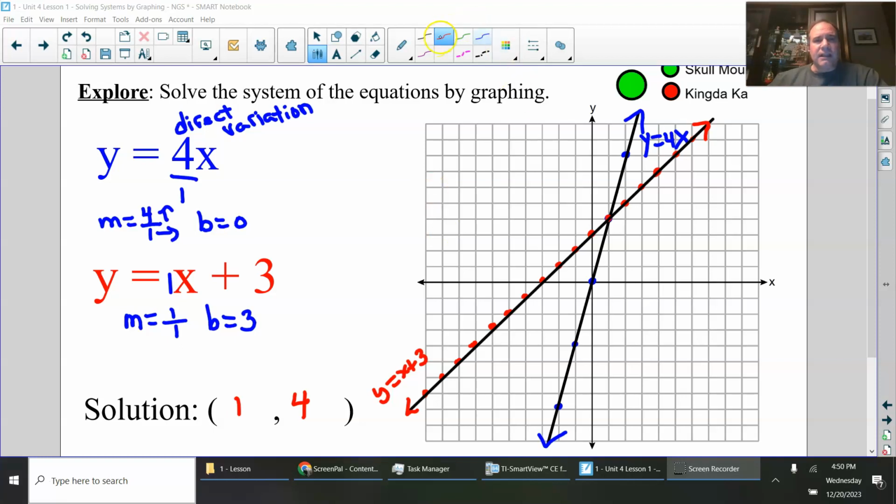If you wanted to check it, you could go ahead and substitute the 1 in as the x and the 4 in as the y. So it has to be equal to 4. So y is 4 equals 4 times 1.